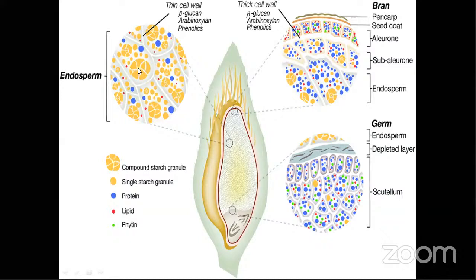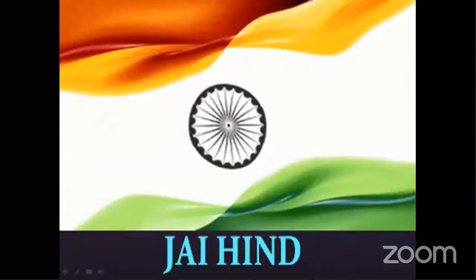Beta glucan is there, pentosan or arabinoxylan is there, and some phenolics are also present. And these cracked structures, these are the starch granules. These are compound starch granules, and these round bodies, these are single starch granules. And you may see these blue colored bodies, these are the proteins. These red colored bodies, these are the fat. And one or two green colored spots may be seen, and they are known as phytin. Phytin acts as a storehouse of phosphorus. Here you may see these green colored round balls. These are basically phytin. So this is the structure of the oat.